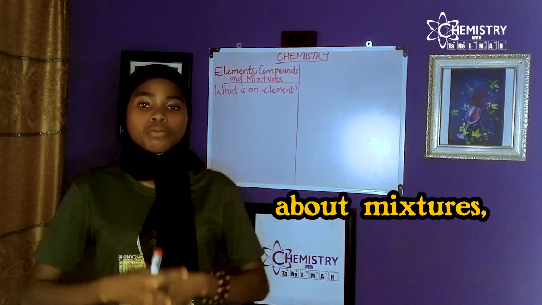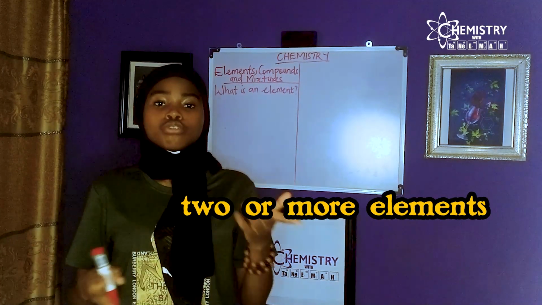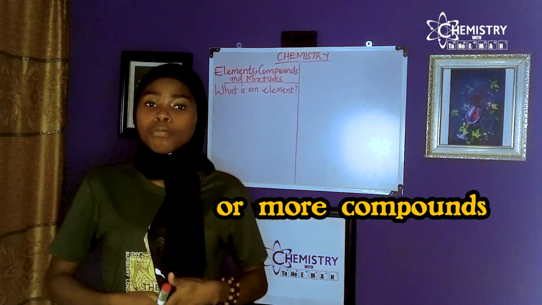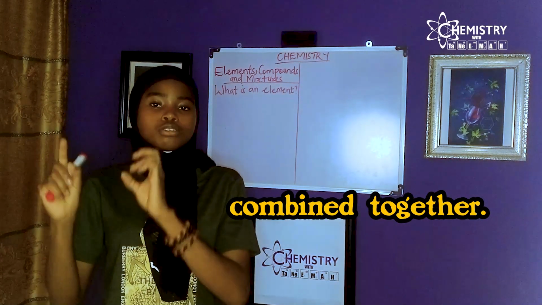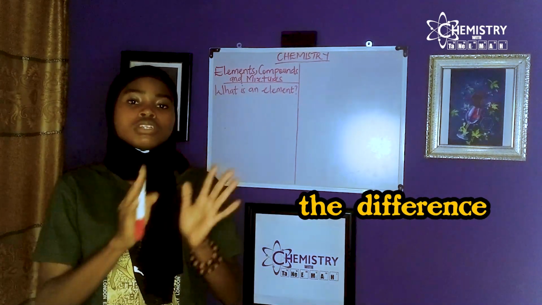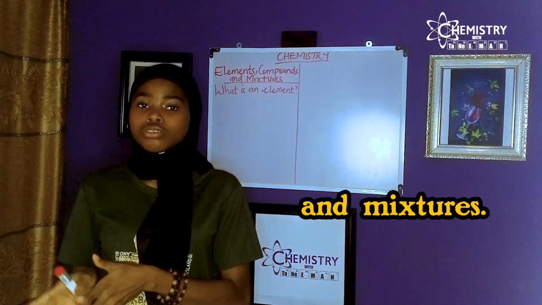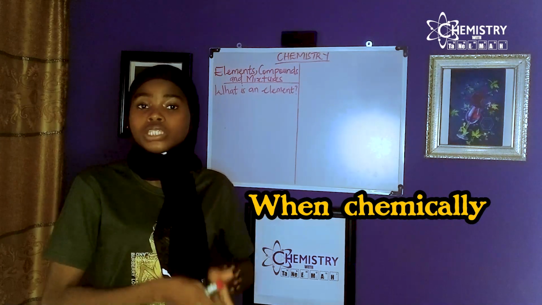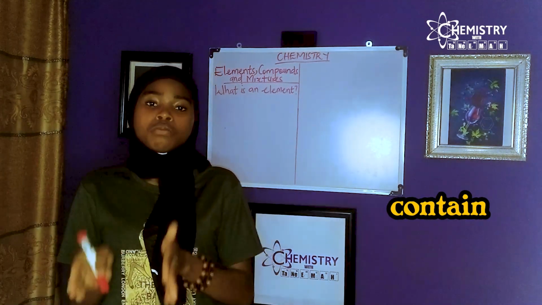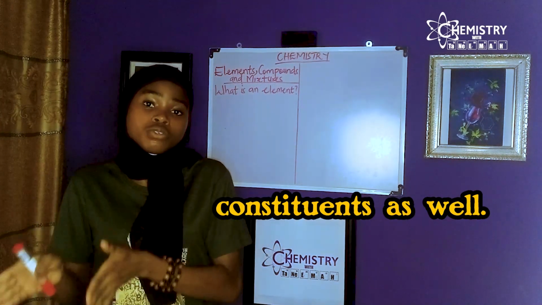Now, when we talk about mixtures, mixtures contain two or more elements, or two or more compounds, or elements and compounds physically combined together. Now, I want you to note the difference between compounds and mixtures. Compounds are chemically combined together. They contain two or more constituents chemically combined together, while mixtures contain two or more constituents as well, but they are physically combined together.